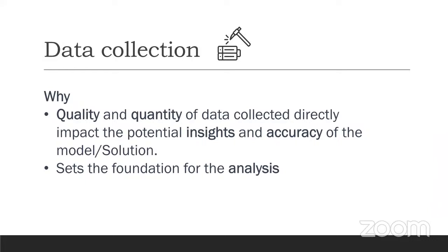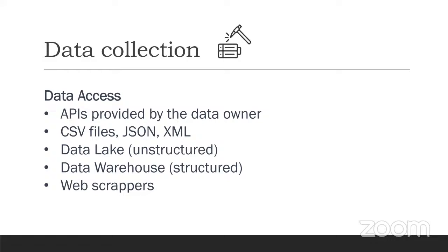So why do we do this? We need quality, but we also need quantity. These two things are important. Quality is important because if you give it garbage data, there's a saying: garbage in, garbage out. No matter what your model is, it's always going to produce garbage output because you didn't give it quality data. Quality data impacts the potential insight and accuracy of the model solution you're trying to make. So this sets the foundation for analysis.